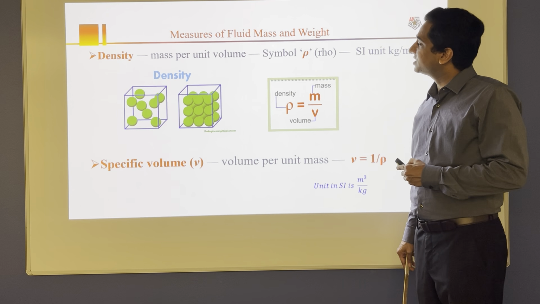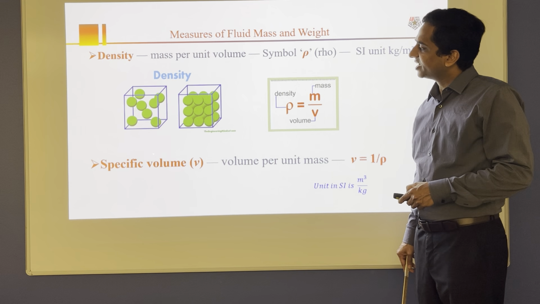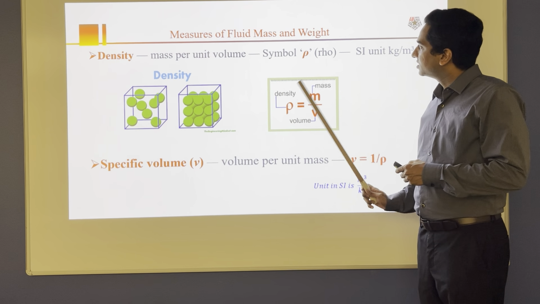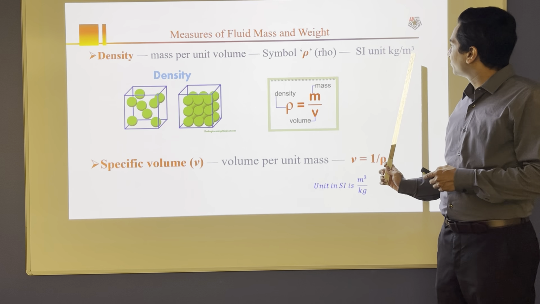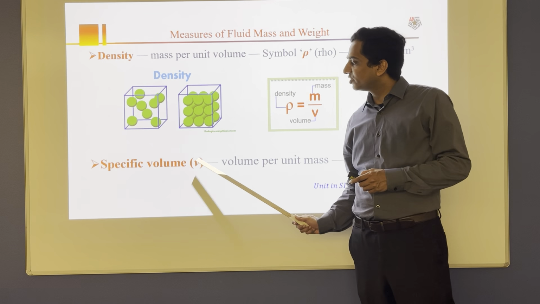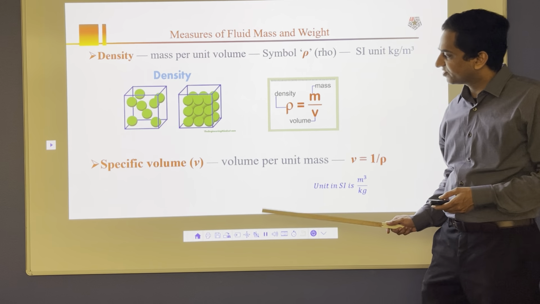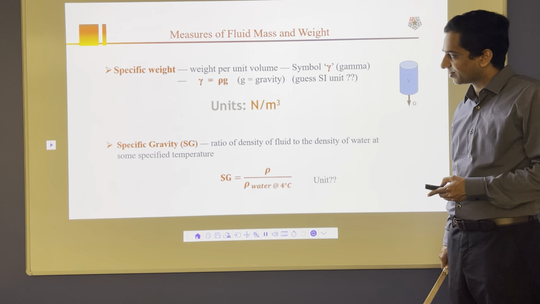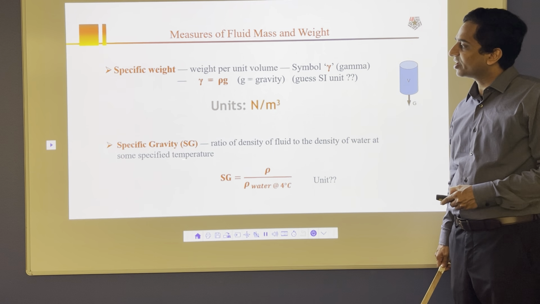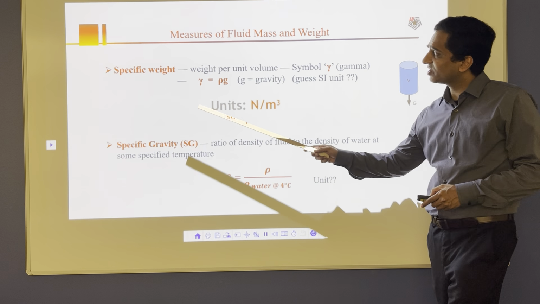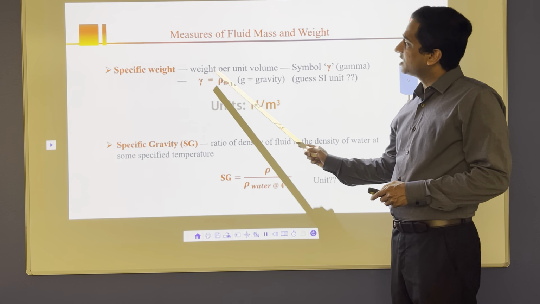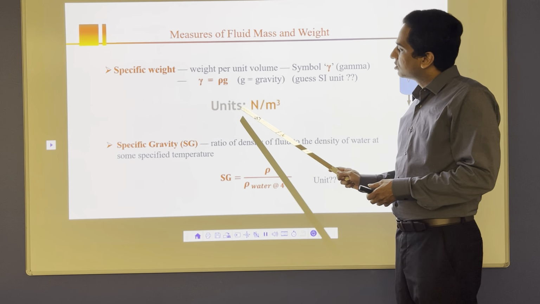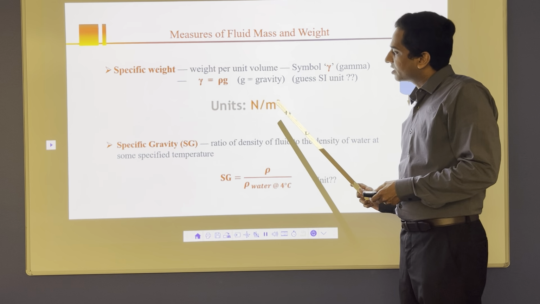Then we learn some basic definitions: density and specific volume. Density is mass per unit volume, and its unit is kilogram per meter cubed. Specific volume, given by the letter v, is exactly the opposite of density; it's volume per unit mass. The unit is meter cubed per kilogram. Then we learn about specific weight and specific gravity. Specific weight is nothing but weight per unit volume, the amount of weight you have per unit volume. The unit is Newton per meter cubed.